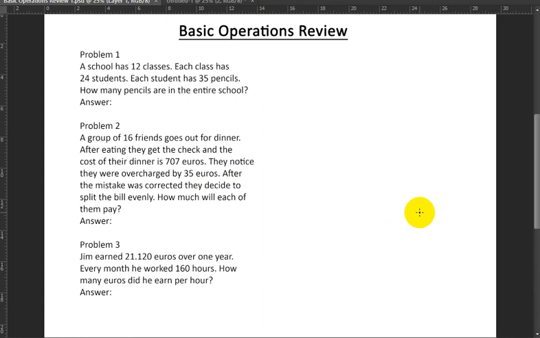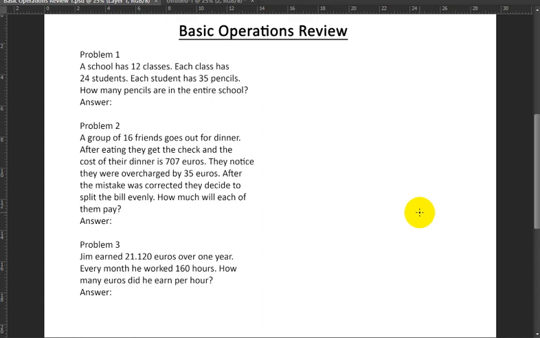Problem one. So we have a school. This school has 12 classes, and in each class there are 24 students. And each one of those 24 students has 35 pencils. And we want to know how many pencils are in the entire school. So to find that, let's think a little bit. 35 pencils for each student. Okay, but how many students are in the entire school? Because what we're being told is how many students there are per class.